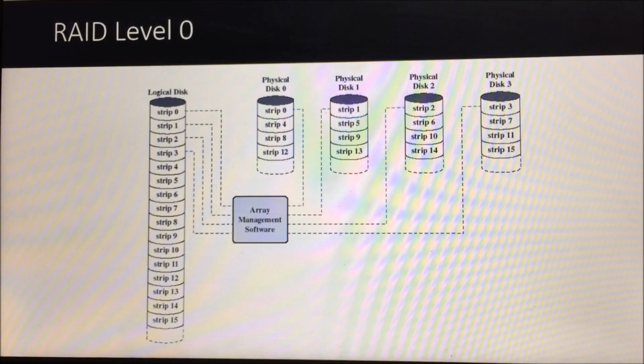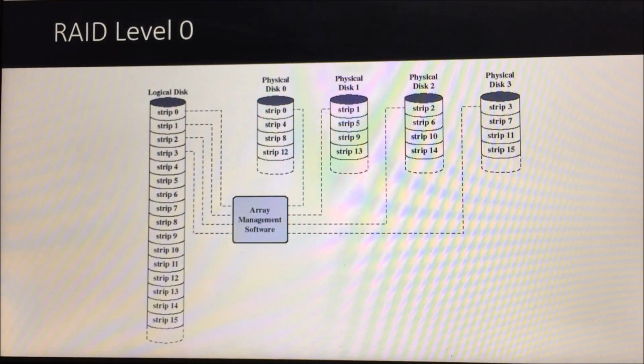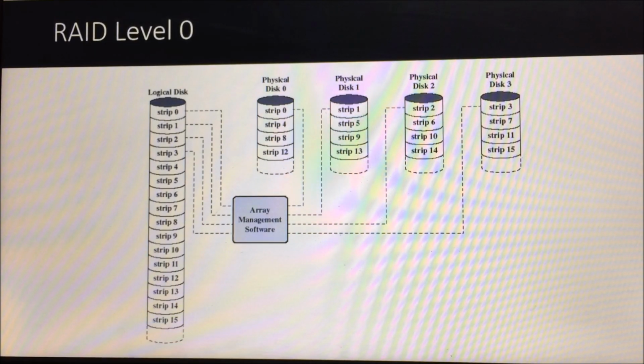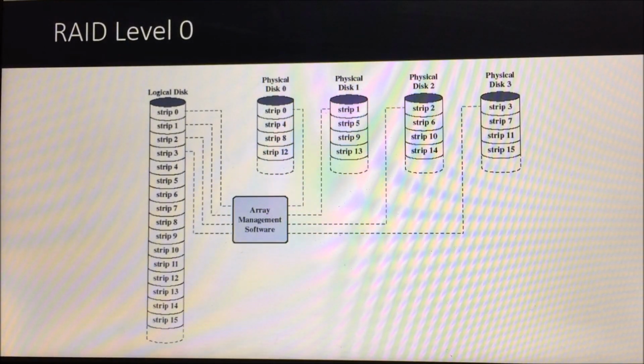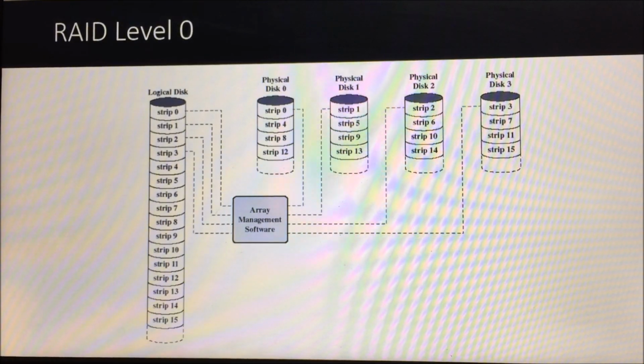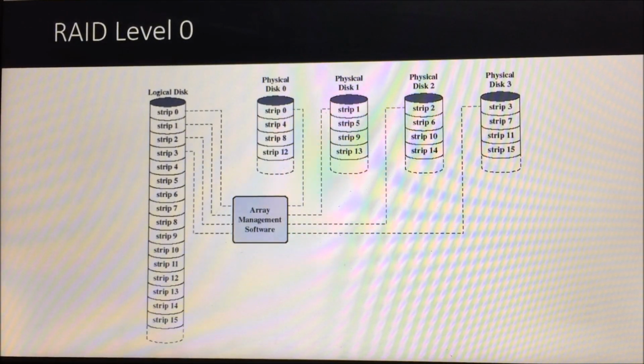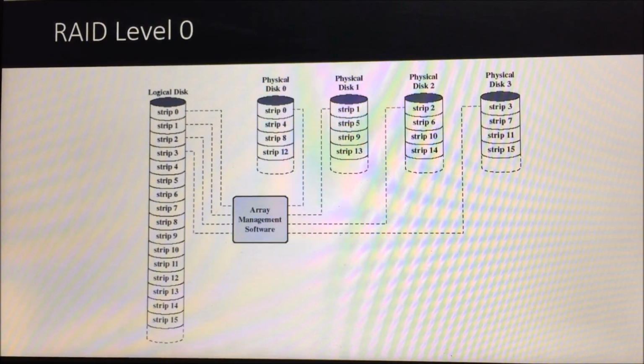The first, very basic level is RAID level 0. Actually, this is not considered one of the RAID levels because no redundancy is incorporated in this. One single logical disk, what we are seeing from strip 0 to strip 15, will be divided into 4 physical disks in a round robin method. This distribution of data from the logical disk into physical disks will be carried out by management software.